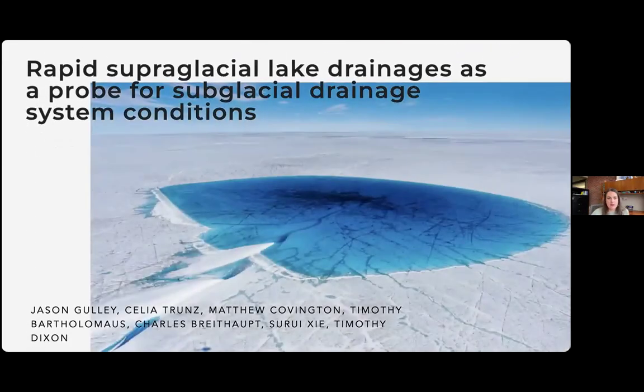I don't have too much time left, but I'll talk briefly about some of my other work focusing on the subglacial drainage system, using rapid supraglacial lake drainages kind of as a probe for subglacial drainage system conditions.